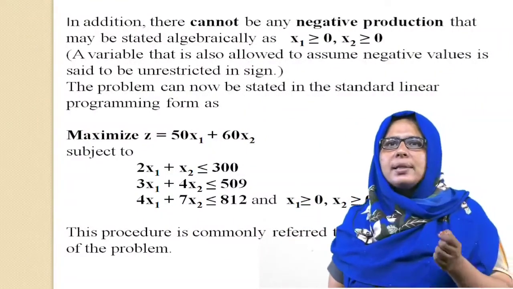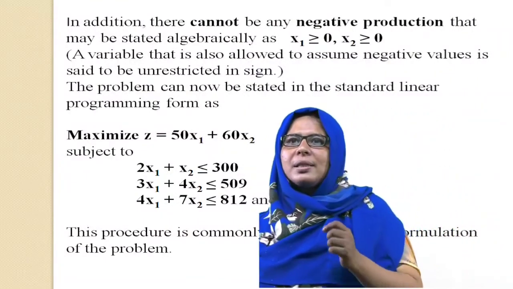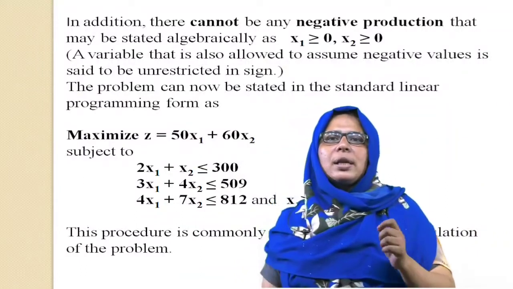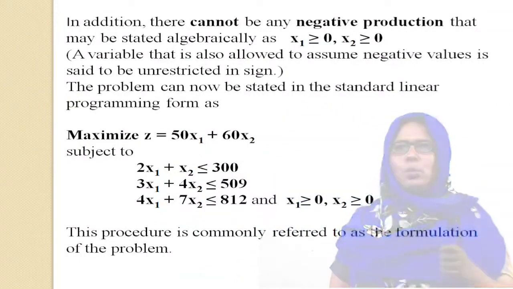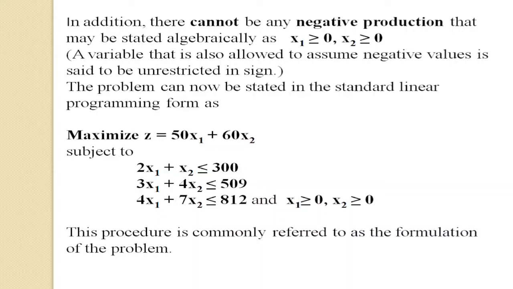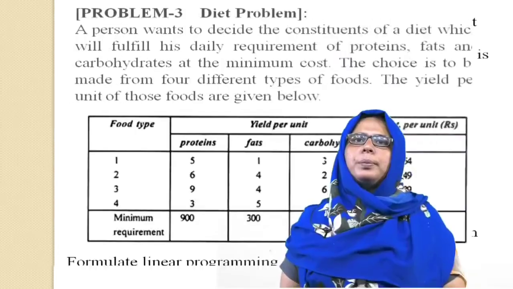Maximize z equal to 50x1 plus 60x2, subject to the constraints 2x1 plus x2 less than or equal to 300, 3x1 plus 4x2 less than or equal to 509, 4x1 plus 7x2 less than or equal to 812, and x1 greater than or equal to 0, x2 greater than or equal to 0. This procedure is commonly referred to as the formulation of the problem.